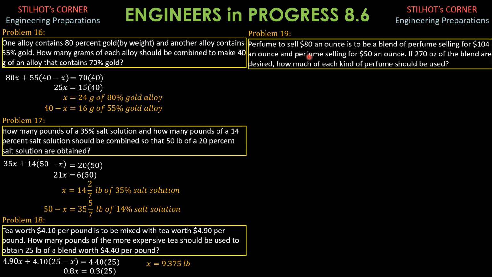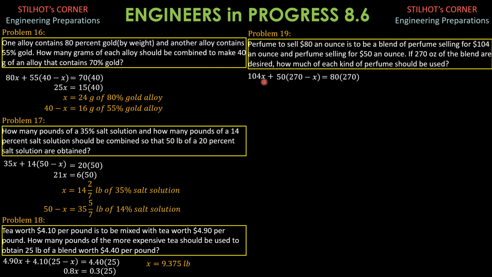So for our solution, we have 104 times x. Let's call x the number of ounces used to be blended with the perfume worth $50 an ounce. So 104 times x, then plus 50 times quantity 270 minus x. The total volume is 270 ounces, or total weight in ounces. Then it is equated to $80 times 270.